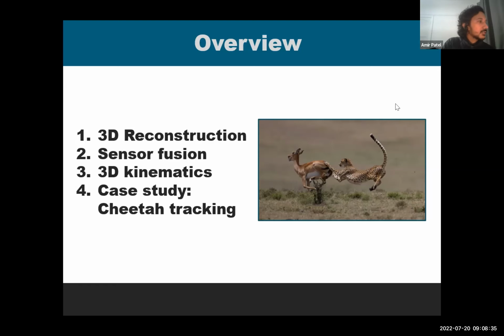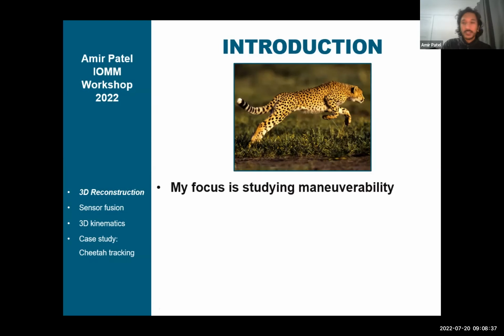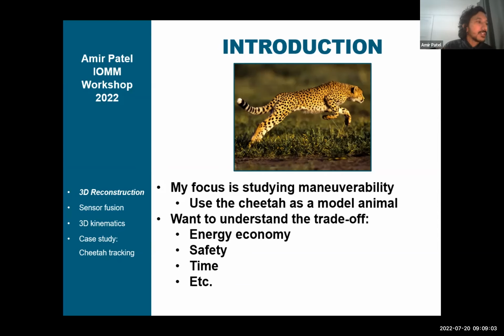Okay, so my focus is studying maneuverability, much like Monica's, and I've chosen the cheetah as a model animal. Firstly because it's one of the most agile terrestrial animals, and we also have quite easy access to them here in South Africa. And the idea is that we want to study maneuverability.